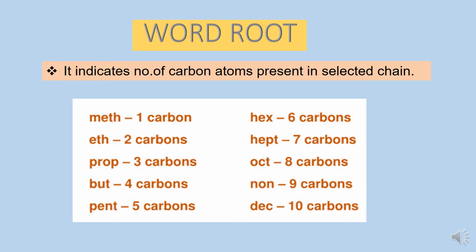If it contains one carbon atom, then the word root used is meth. For 2 it is eth. For 3, prop. For 4 it is but. For 5 carbon it is pent. For 6 the word root is hex. For 7 it is hept. For 8, oct. For 9, non. For 10, dec. For 11, undec. For 12, dodec, and so on.